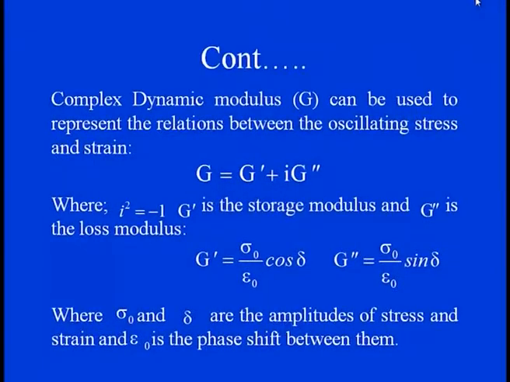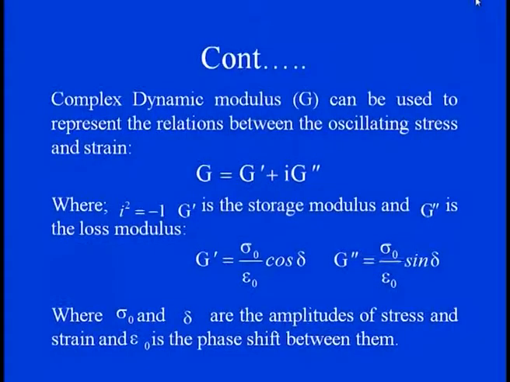So, when I say my dynamic modulus is G, it has two components now, G dash and iota G double dash, where G dash is the storage modulus and G double dash is the loss modulus. We can compute both based on the phase differences. G dash, the storage modulus, equals sigma 0 by epsilon 0 cos delta, and G double dash, the loss modulus, is sigma 0 by epsilon 0 sin delta.